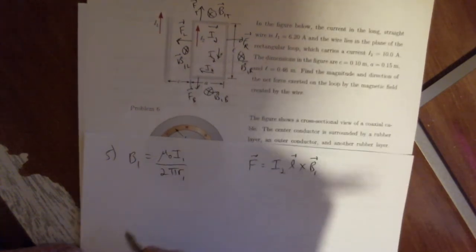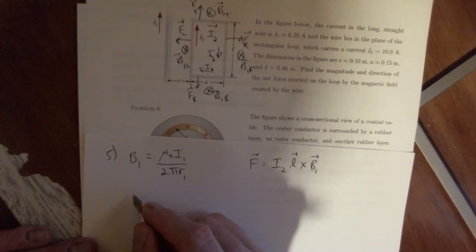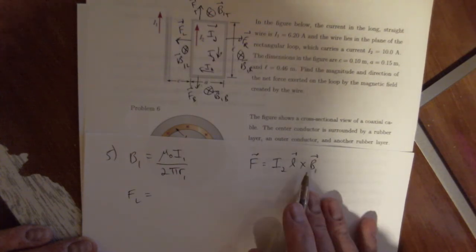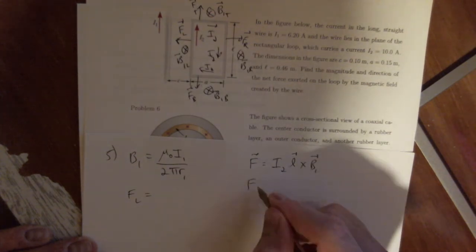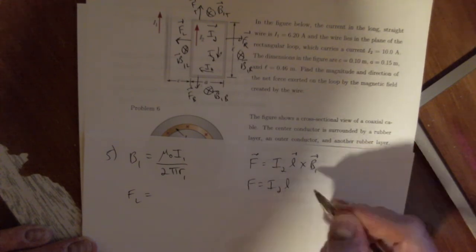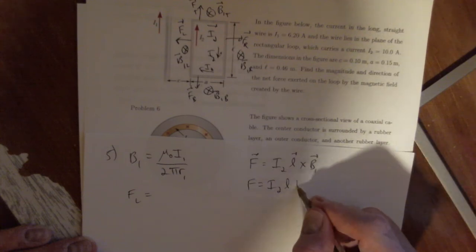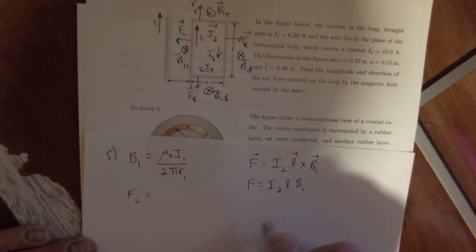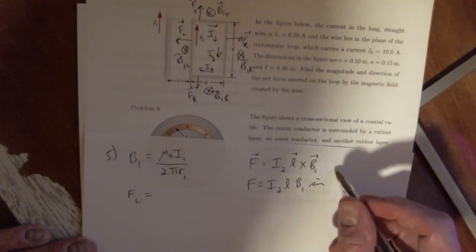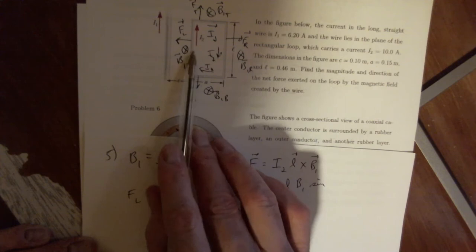So let's calculate that. So the magnitude of the force on the left side is the magnitude of IL cross B for the left side. Remember, the magnitude of a cross product is the magnitude of the first vector, IL, times the magnitude of the second vector, B1, times sine of the angle between them. But the angles between the current and the B field everywhere here are 90 degrees, right?